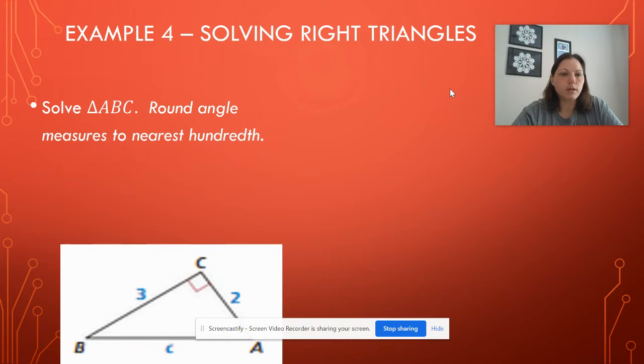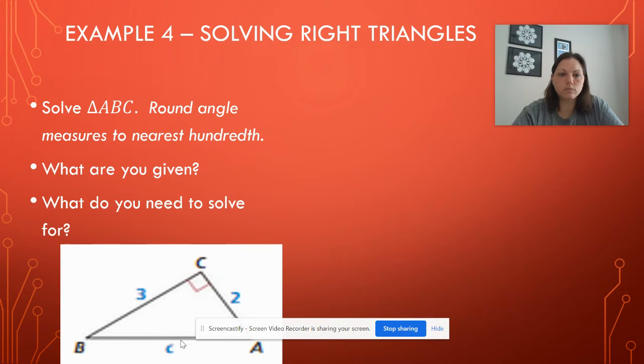All right, so we're going to solve triangle ABC and round the angle measures to the nearest hundredth. So on our triangle, we have two known numbers on here, the 2 and the 3. We're going to pick an angle to do first, okay? We're given the 2 and the 3. What do we need to solve for? We need to find angle A, angle B, and the side length C, okay?